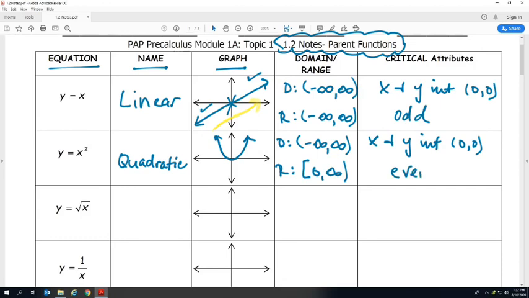And it's considered an even function. It's even because if you'll notice, it reflects across the y-axis. Anytime it reflects over the y-axis, it's an even function.